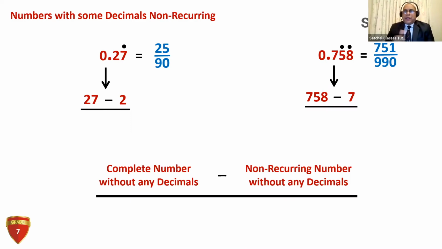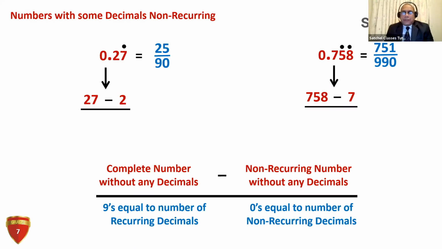Now remember, the denominator will only consist of nines and zeros. No other digit, nines and zeros. How many nines and how many zeros? Well, the rule is you need to put as many nines as the number of recurring decimals and as many zeros as the number of non-recurring decimals. Simple, right? Nines equal to recurring decimals, zeros equal to non-recurring decimals.